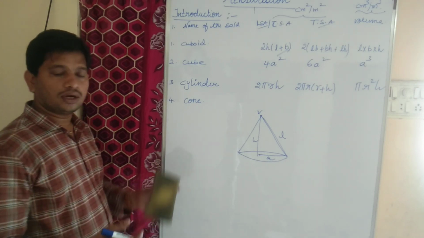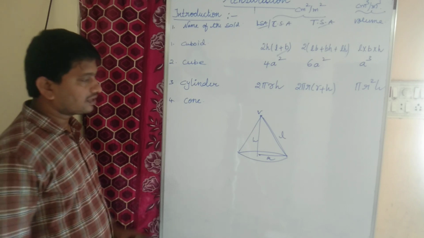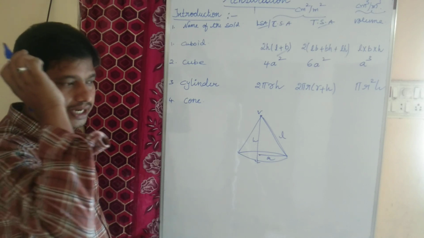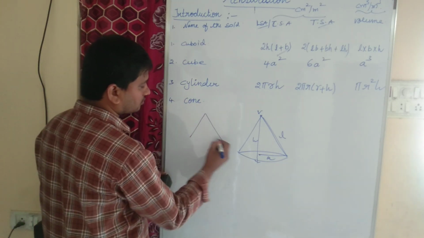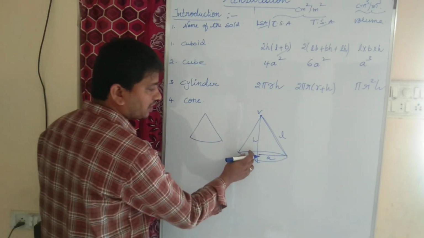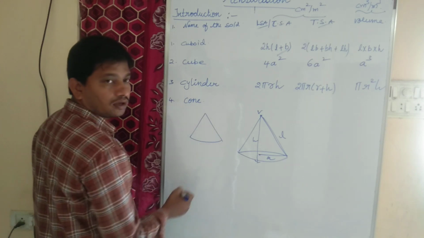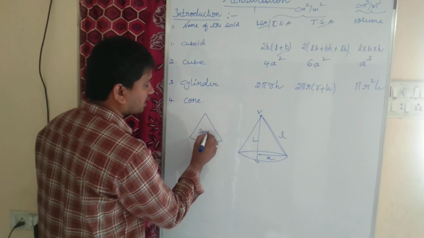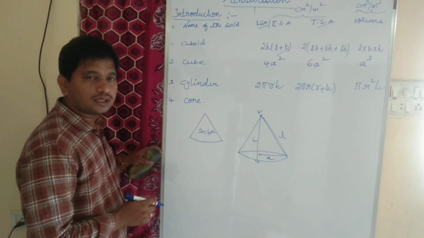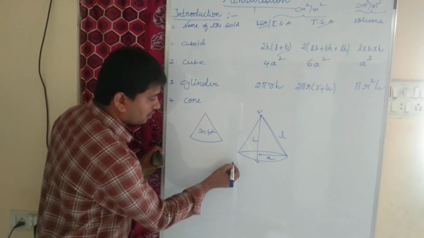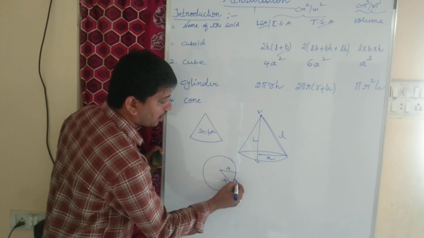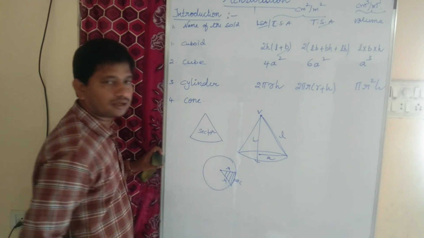So we need to find out the curved surface area of cone. Curved surface area of cone means except the bottom face. We need to remove the bottom face, right? If we remove this bottom face, this will become a sector of a circle, children. What do you mean by sector? The region bounded by two radii and an arc of a circle is known as a sector.